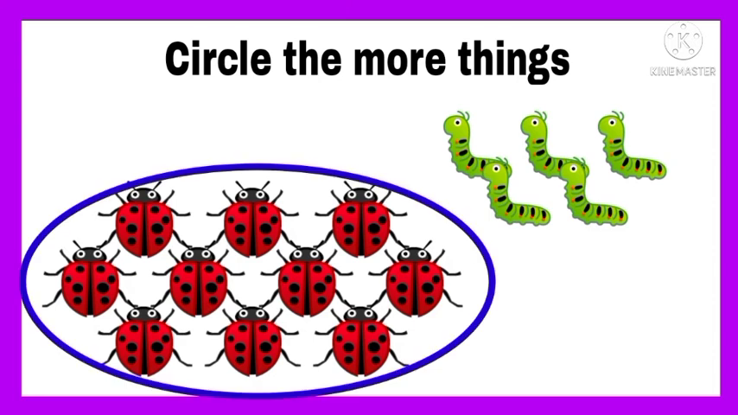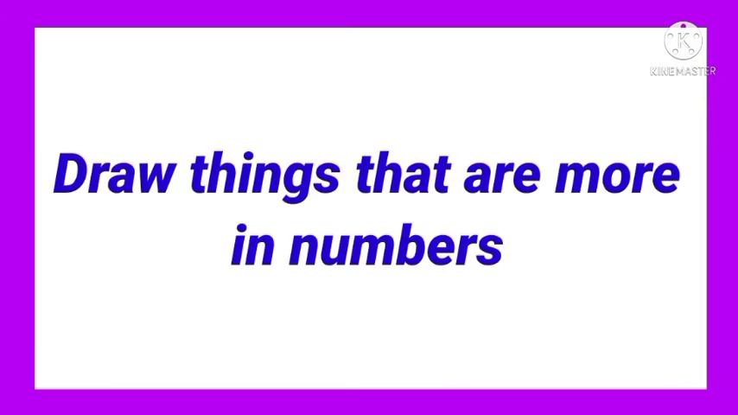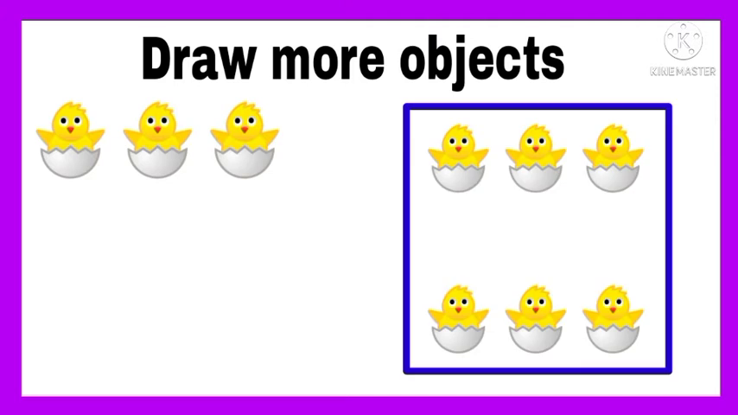Circle the things that are more in number. Now we have to do the same topic in a different way. Draw more things. Draw more objects than the given. The given objects are 3. We have to make more than 3 objects.